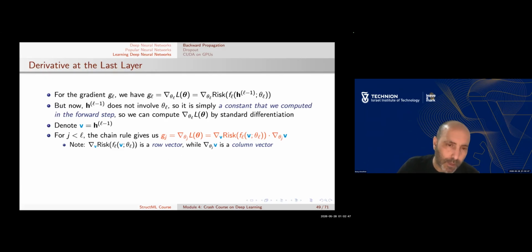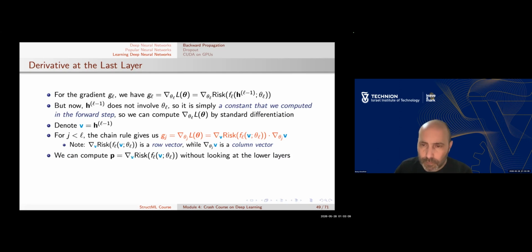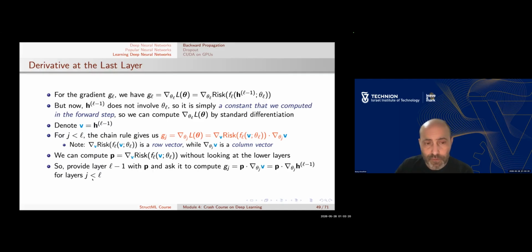But now, do realize that the dimensions match. This is a row vector because it has several inputs, and the derivative of theta_j on v is a column vector because v has multiple outputs. So this part, again, doesn't involve any inner parameters. v is now fixed, and we can compute it directly without looking at the lower layers. So we provide layer L minus 1 with this number P, and we ask it to compute not only its derivative on the output of L minus 1, but rather multiply it by P. That's what we send to this layer.